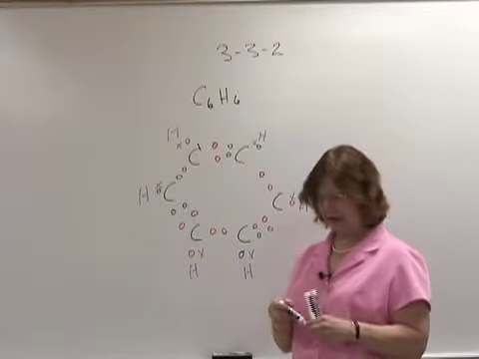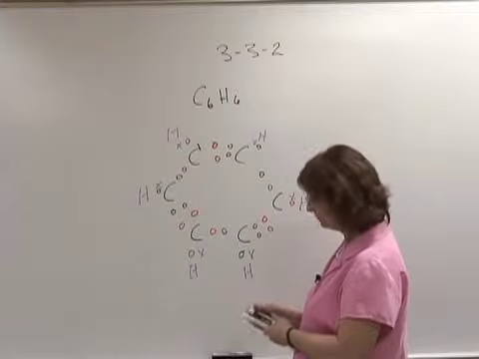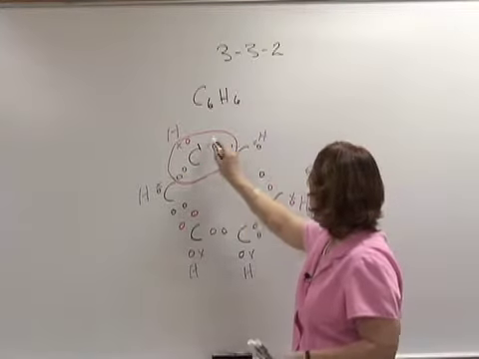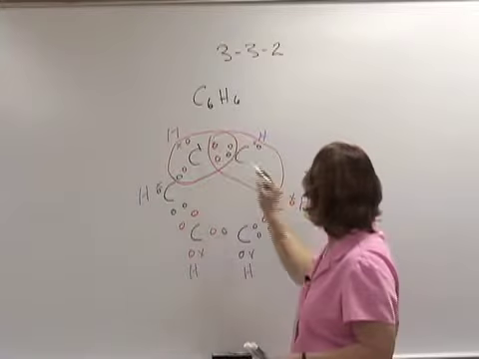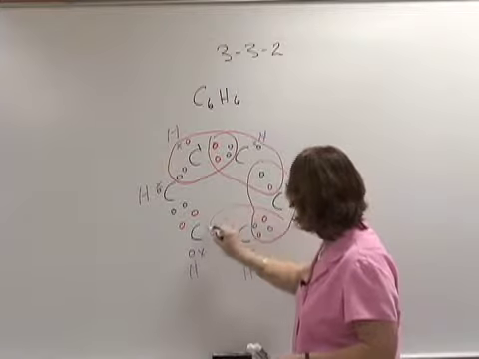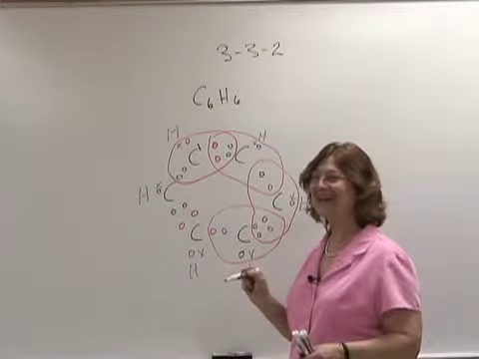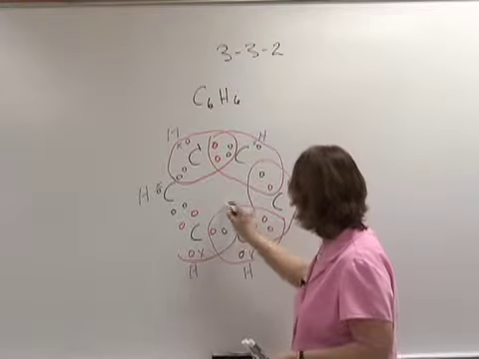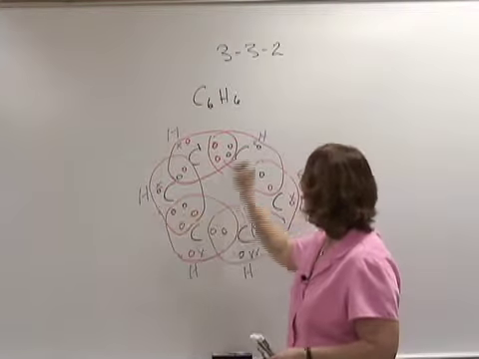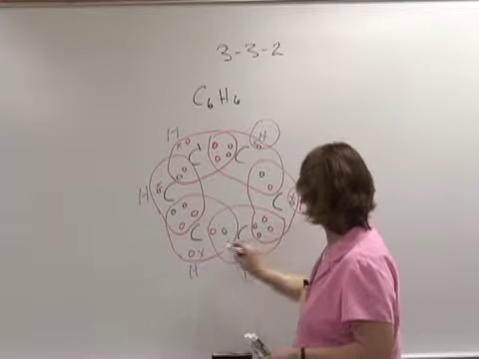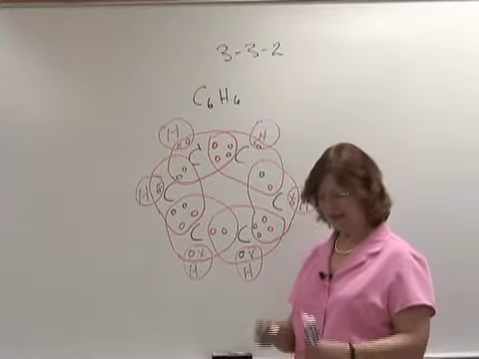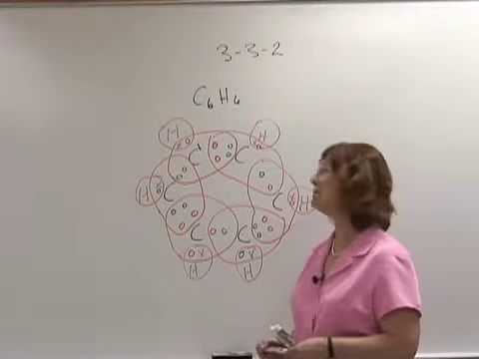You'll notice here that I have 8 electrons, 2, 4, 6, 8. We love the octet. And 2, 4, 6, 8. And then the last carbon also has an octet. And each hydrogen has a duet. And you need to try to draw that for yourself. It seems a little bit complicated, but it's not really that bad.